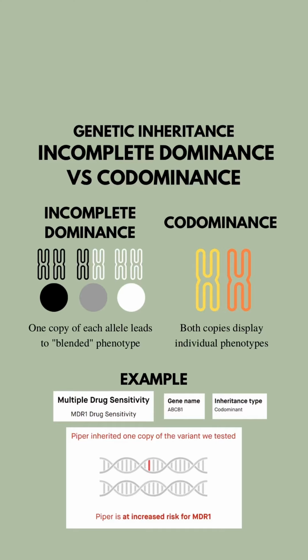Multiple drug sensitivity in dogs is an example of a trait caused by a codominant gene. Because each allele is expressed, a dog like Piper lacking one copy has a reduced expression of a protein necessary to properly handle drugs in her body.